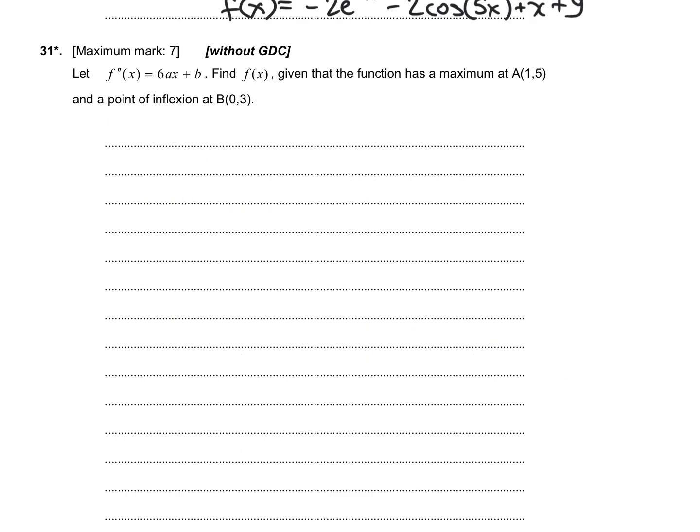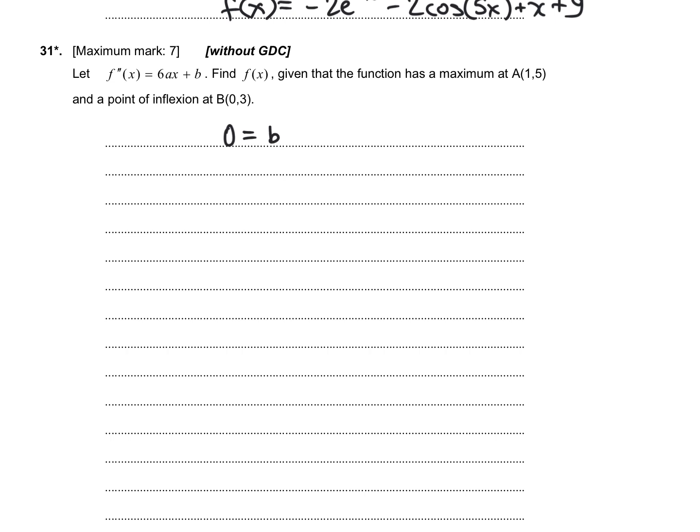All right, we've got the second derivative, and we want to go all the way back up to the original function if there's an inflection point. So we have a max at 1, 5 and a point of inflection at 0, 3. Okay, so that means if there's a point of inflection, the second derivative is equal to 0 when x is 0. So we are going to have b is 0.